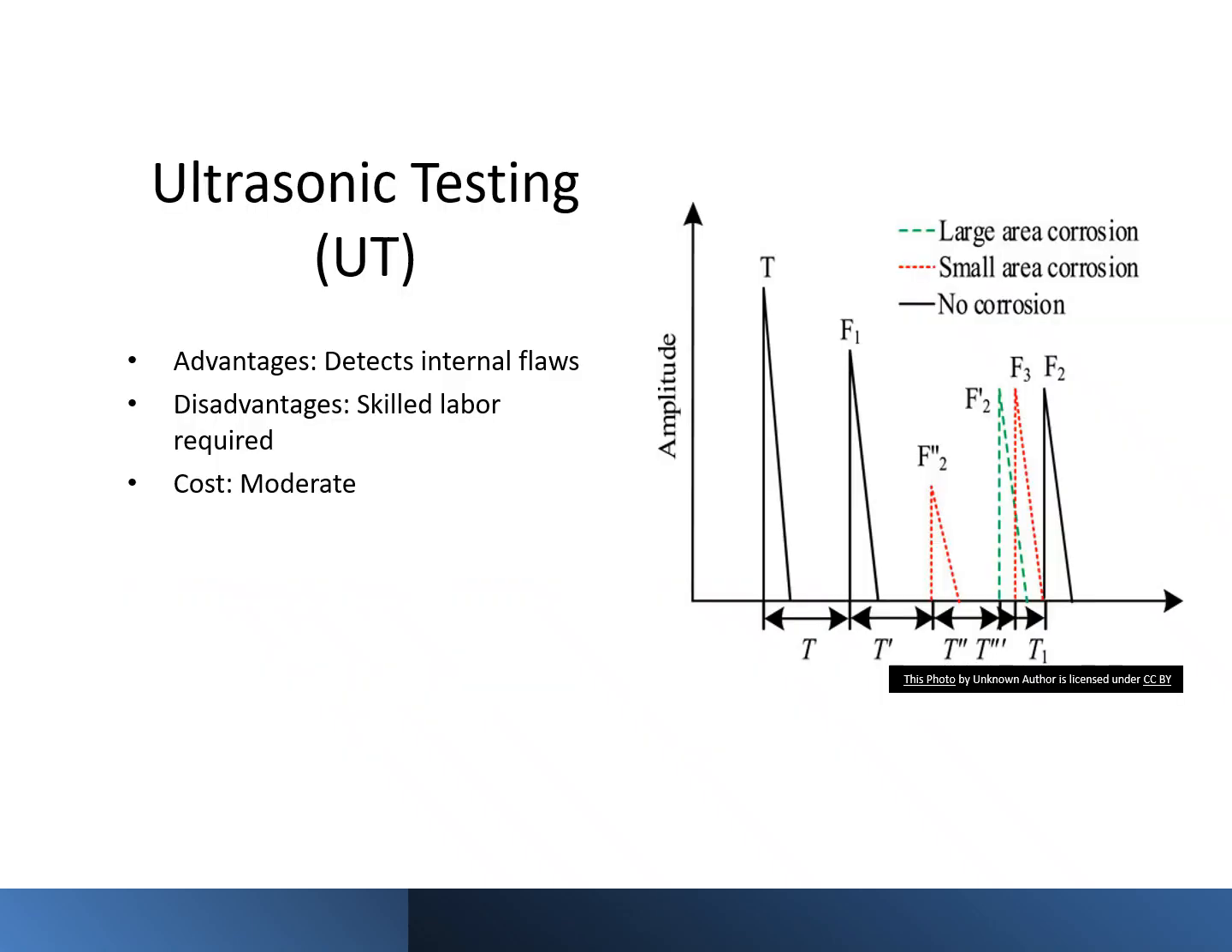Ultrasonic testing uses high-frequency sound waves to detect internal flaws within materials. This method is highly valued for its ability to identify subsurface defects with a high degree of accuracy. It is widely used in aviation and manufacturing due to its reliability.